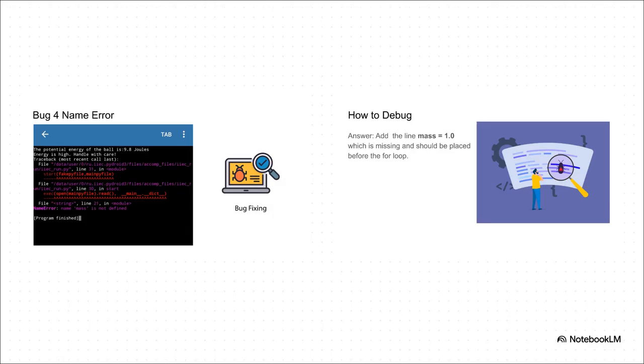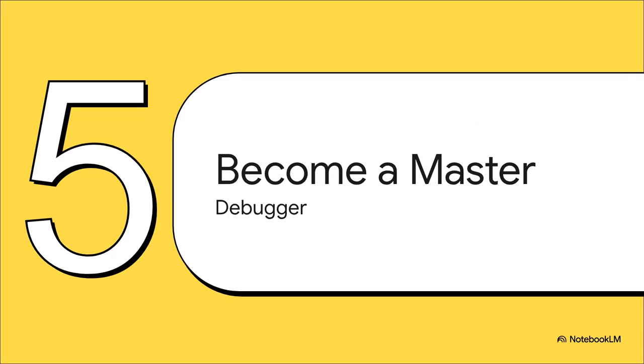And we're back. So, did you crack the case? If you had run the code, you would have gotten this name error. The clue tells us the name mass is not defined, and that's because the loop is trying to use mass, but we never actually gave it a value to begin with. The fix? A single line. Just add mass equals 1.0 right before the loop starts. And just like that, you've investigated 3 different types of bugs, and you solved the case all on your own. You're well on your way.